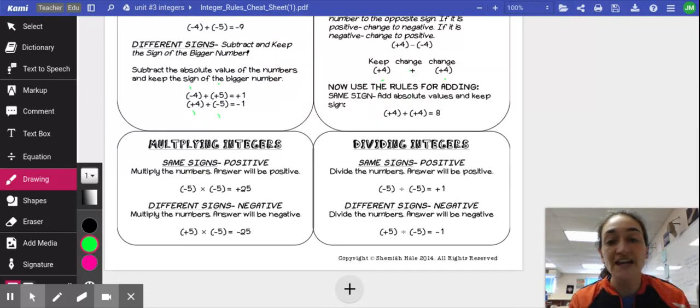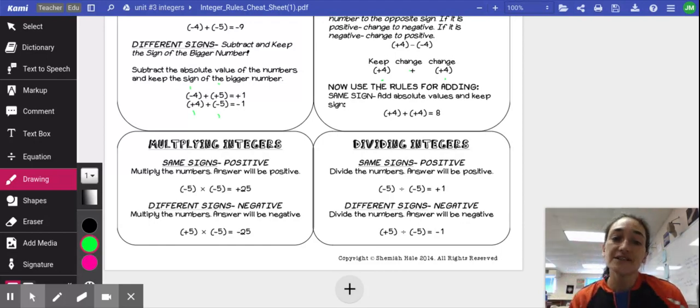No matter whether you're multiplying or dividing, if you have two of the same signs, so a positive times a positive or a negative times a negative, either way, you are going to get a positive answer. Okay, examples: 5 times 5, 25. A negative 5 times a negative 5, two negatives cancel each other out, so you're going to have a positive 25. Same thing with division. Two same signs, positive answer. So a negative 5 divided by a negative 5 is going to give you a positive 1. 5 divided by 5 is going to give you a positive 1.